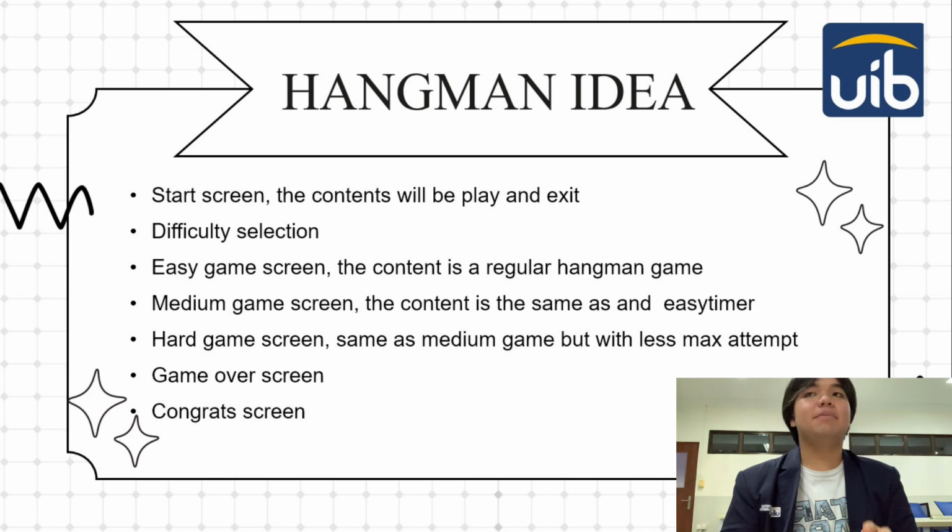The contents will be play and exit, and then we go to difficulty selection. We have 3 difficulty selections, which are easy, medium, and hard. Easy is a regular Hangman game. Medium is the same as easy but with a timer, and hard is the same as medium but with fewer max attempts.